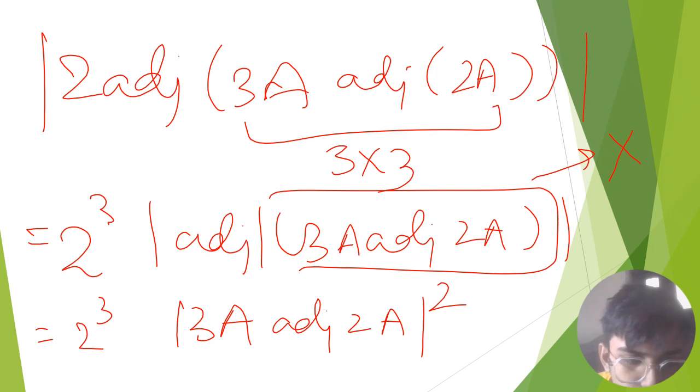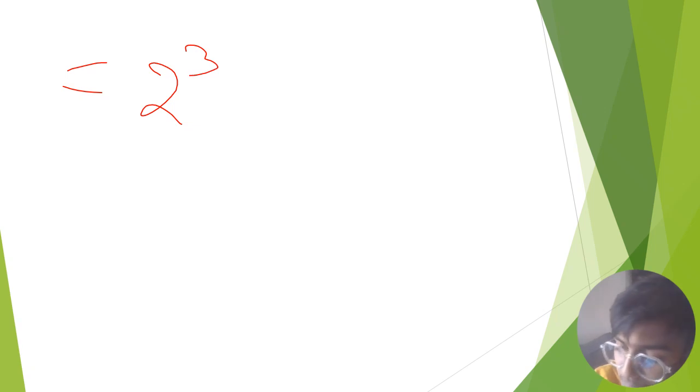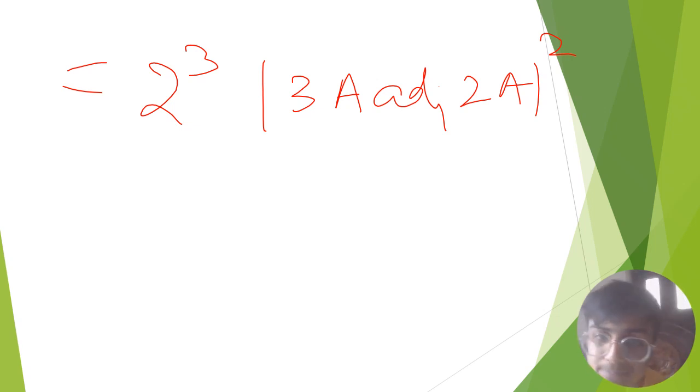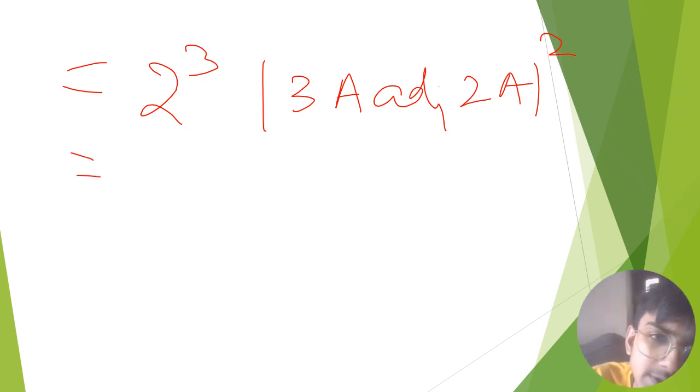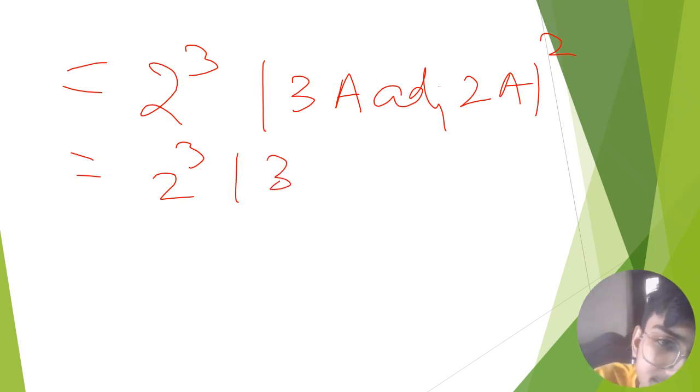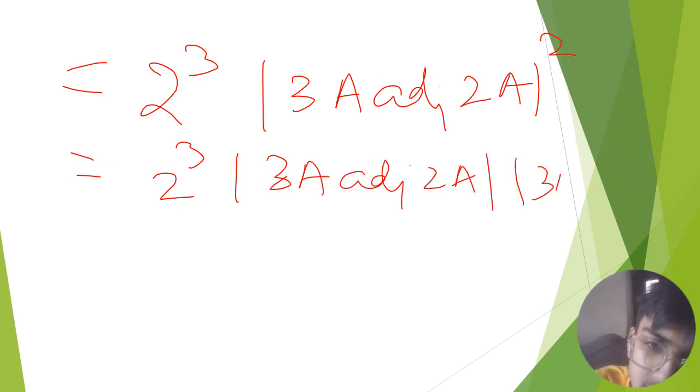Okay, so let me take it to the next slide and then we will discuss it. So it is coming as 2 power 3, 3a adjoint of 2a square, right? So again we have to proceed like this. You can split these squares into two brackets and you will get it like this, right? And again it will repeat.